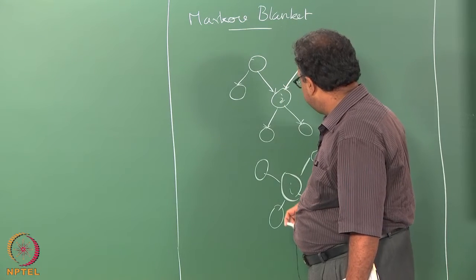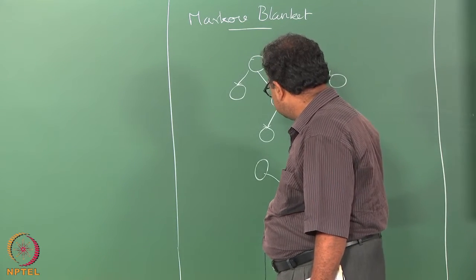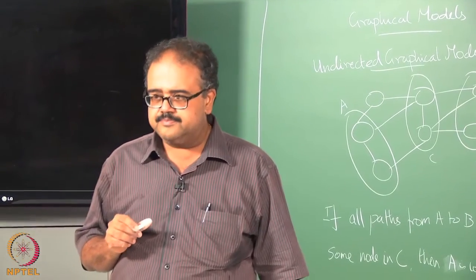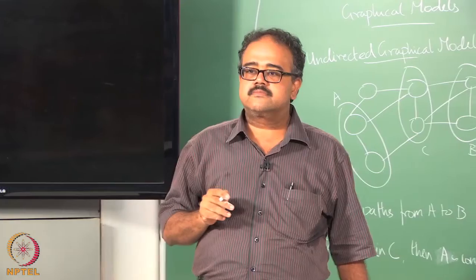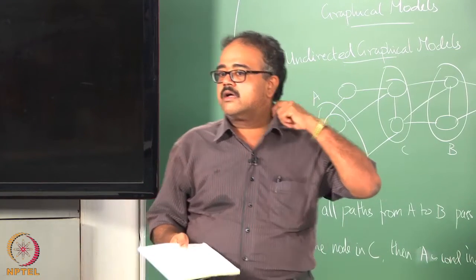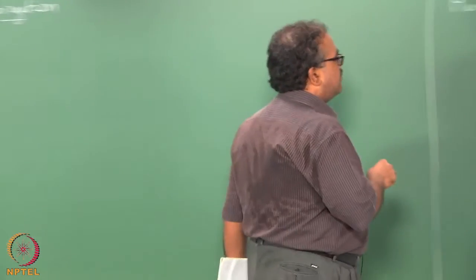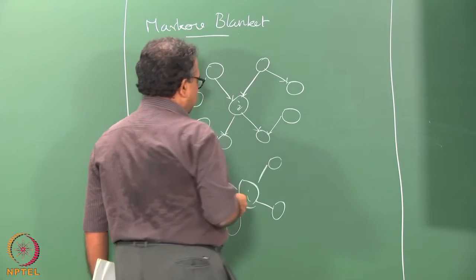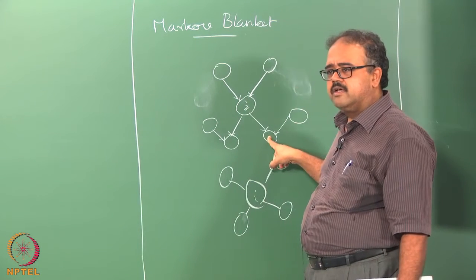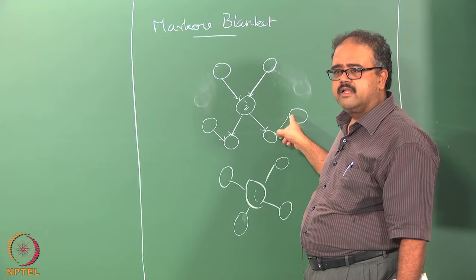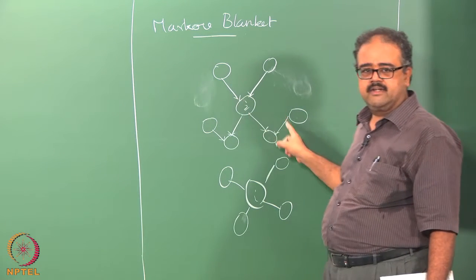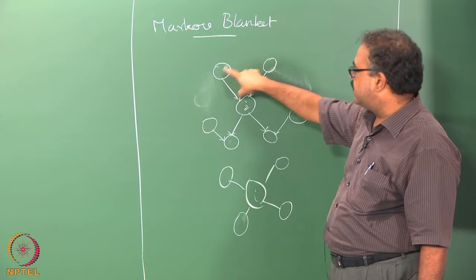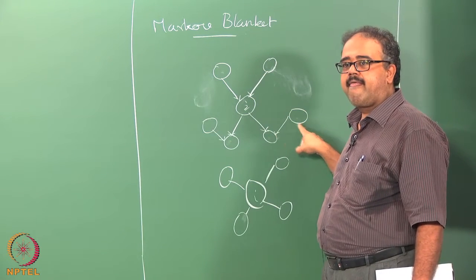Let me think about it. So if I know this node, these two get connected, right? So essentially that is basically it. If I know this guy, then I get connected to this guy. So if I just condition, if I say I know this, I know this, I know this, I know this, right?